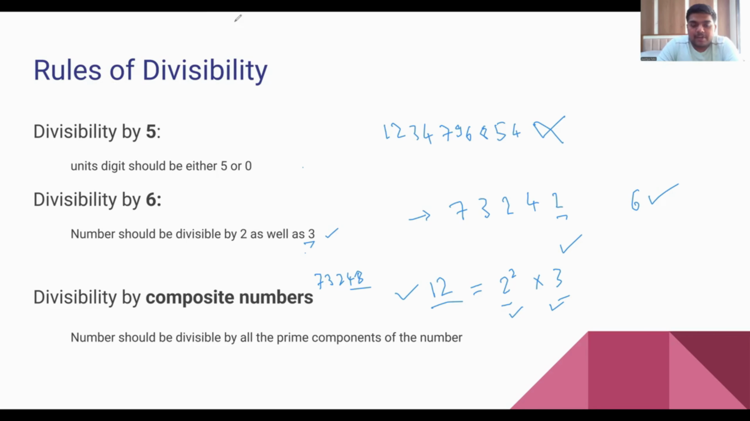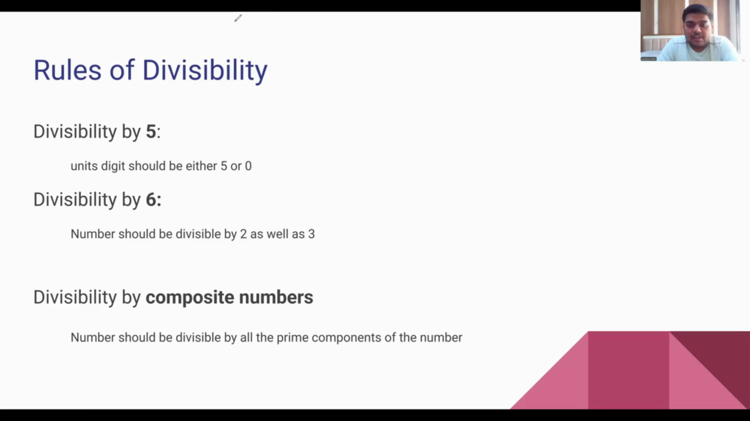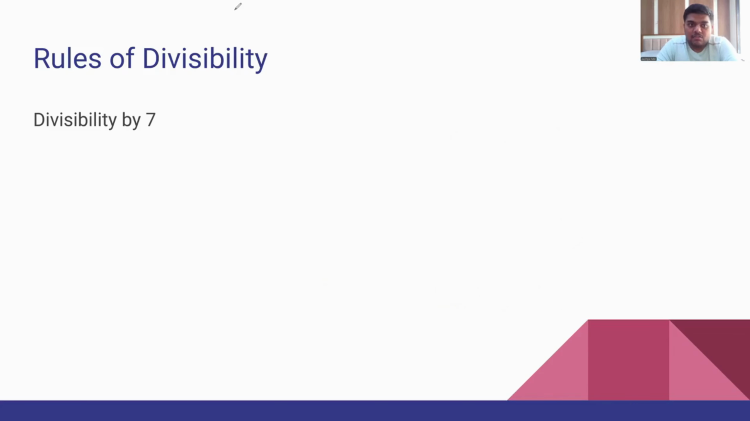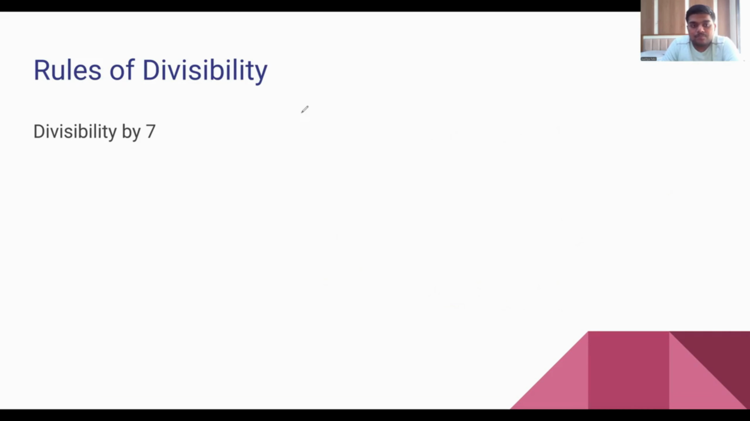So that is pretty much it for the divisibility by composite numbers. And then we will check the divisibility by some more numbers. The first one being 7. Divisibility by 7 means that the number should be of the form 7k, wherein k is a natural number.